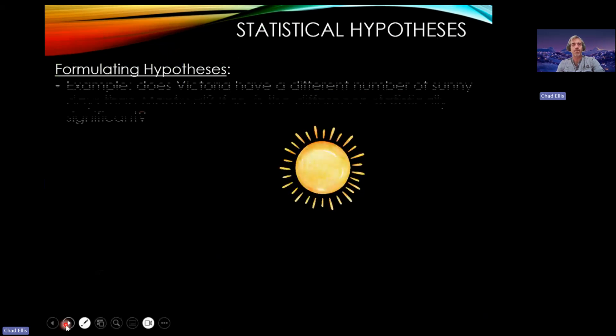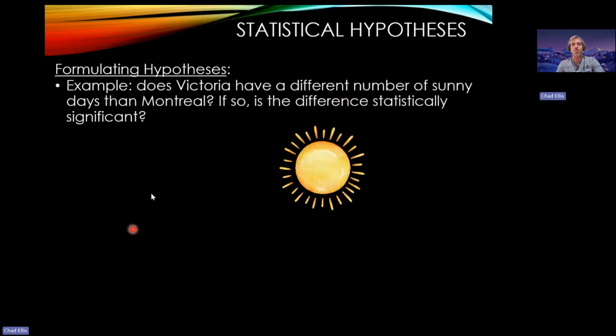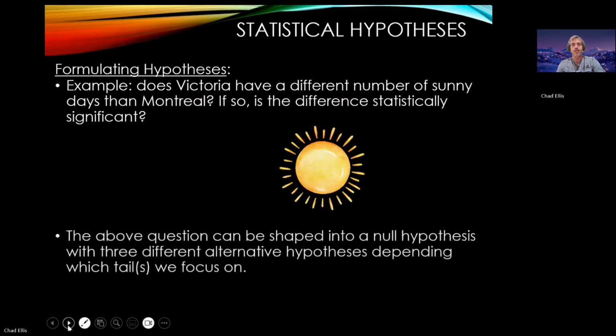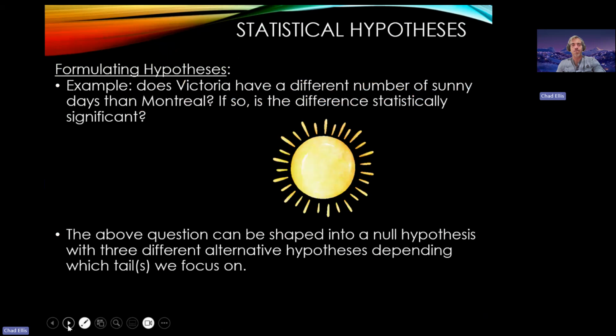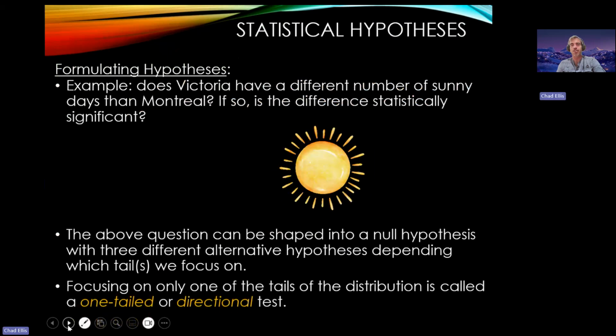So let's look at an example here. Imagine that you are interested in determining whether Victoria has a different number of sunny days than Montreal. So you look up the number of days that are sunny in Victoria and the number of days that are sunny in Montreal. You see that there is a difference, but you're wondering if this is statistically significant or not. So how do we formulate our null hypothesis and our alternative hypothesis?